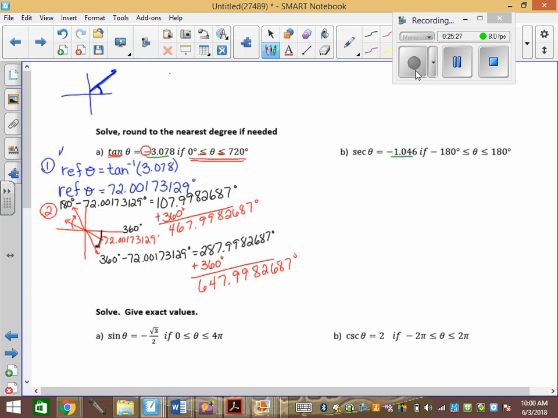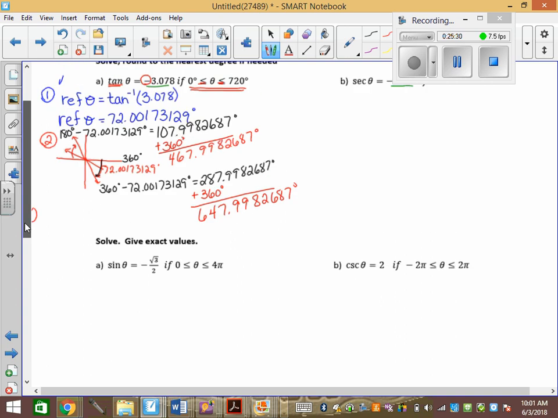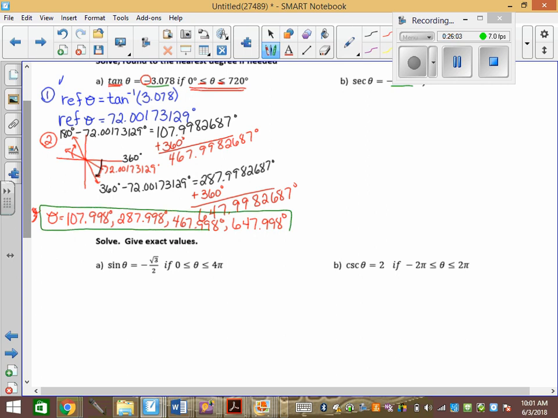So theta equals 107.998 degrees, 287.998 degrees, 467.998 degrees, and 647.998 degrees, because they all fit within the restricted domain.